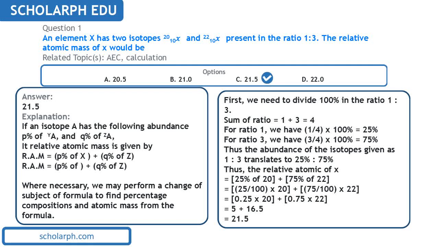25% will mean 25 over 100, and 75% is 75 over 100. If you divide 25 by 100, you get 0.25. So you have 0.25 times 20 plus 75 divided by 100, which is 0.75, times 22. So 0.25 times 20 is 5, plus 0.75 times 22, which is 16.5. 5 plus 16.5 will give us 21.5. This is the relative atomic mass of the atom X.